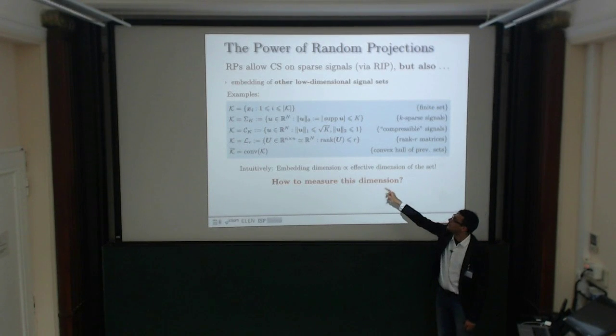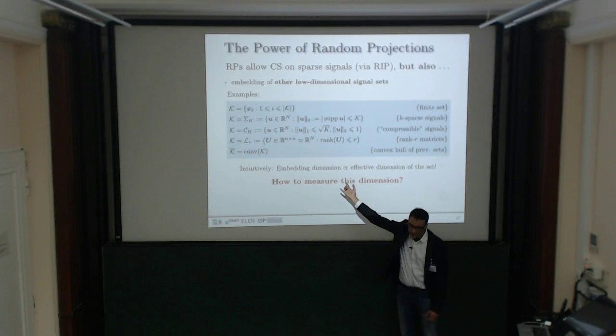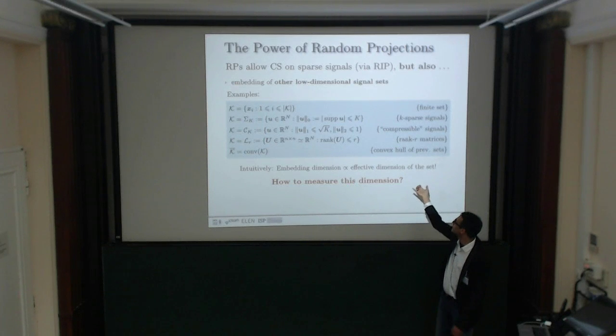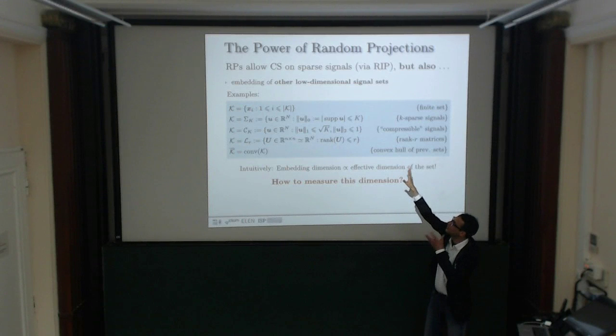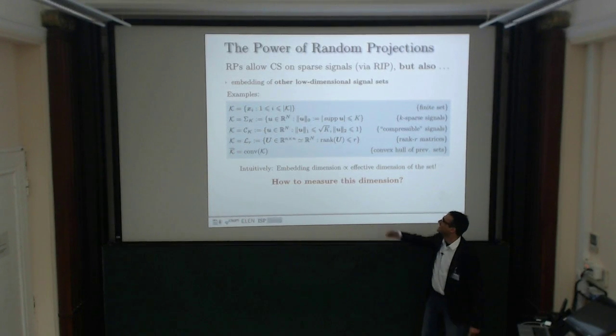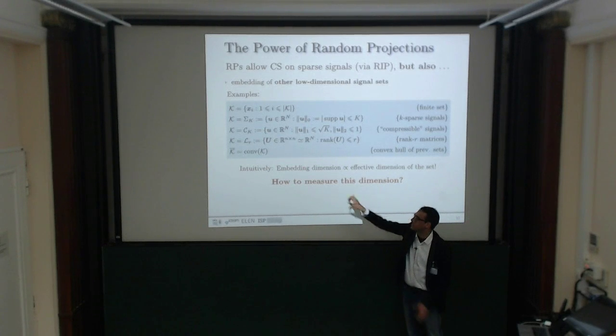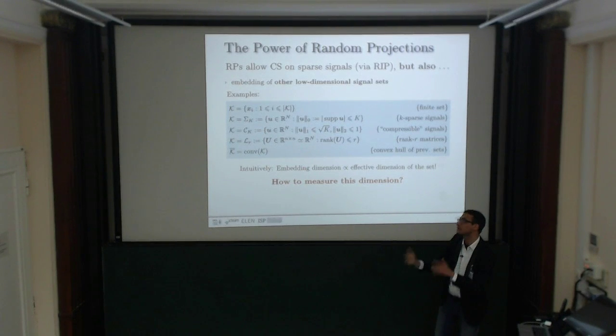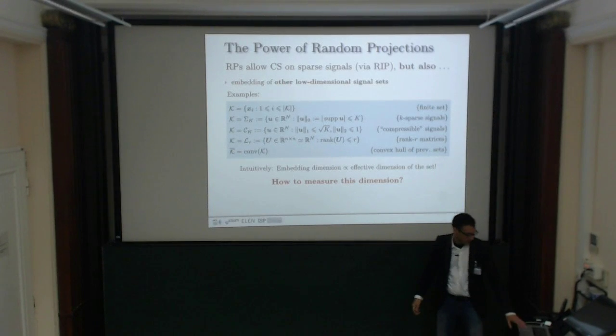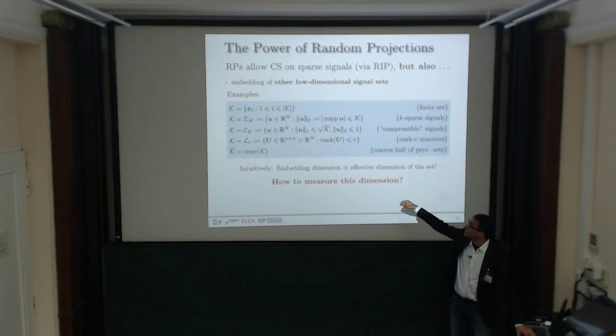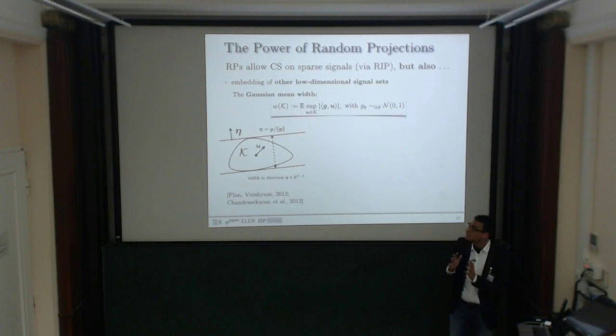So intuitively, the dimension of the embedding should be proportional to the effective dimension of the set. That is, if you have a low-dimensional signal set that is not so low complexity after all, you will have to tune the number of rows, the number of measurements that you collect, depending on the complexity of this set. The problem is how to measure this dimension, and there is a bulk of recent work that uses the Gaussian mean width.